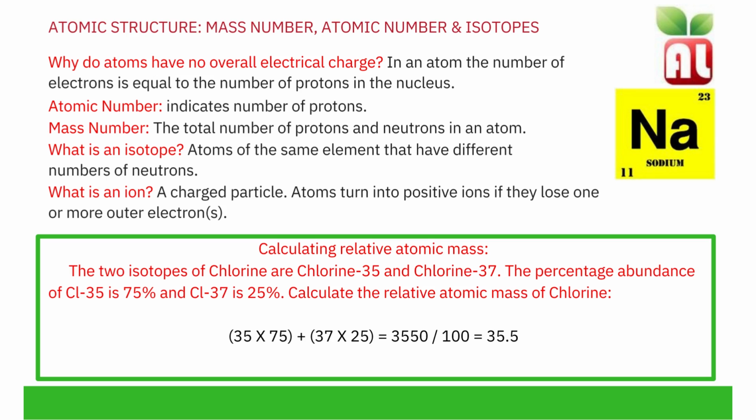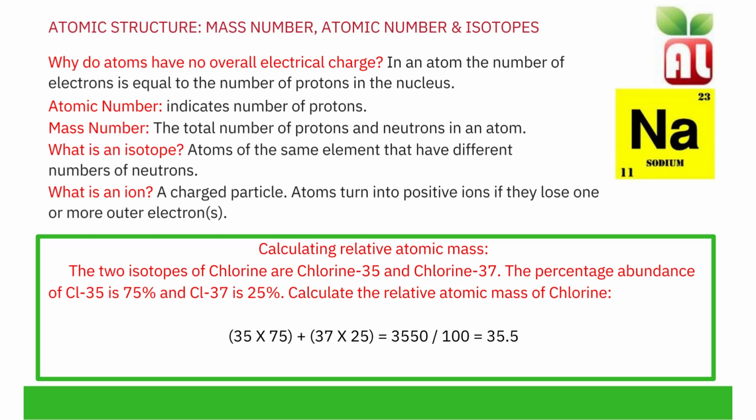The atoms of the same element have the same number of protons but a different number of neutrons, and therefore a different mass number. An ion is a charged particle. Atoms turn into ions if they lose or gain electrons.